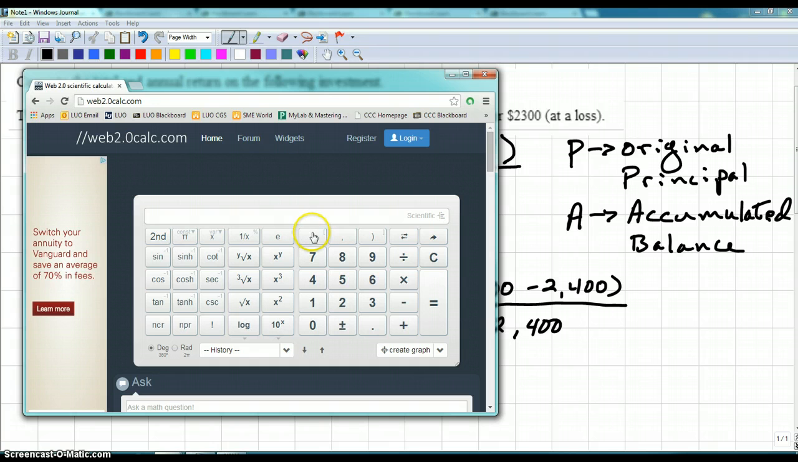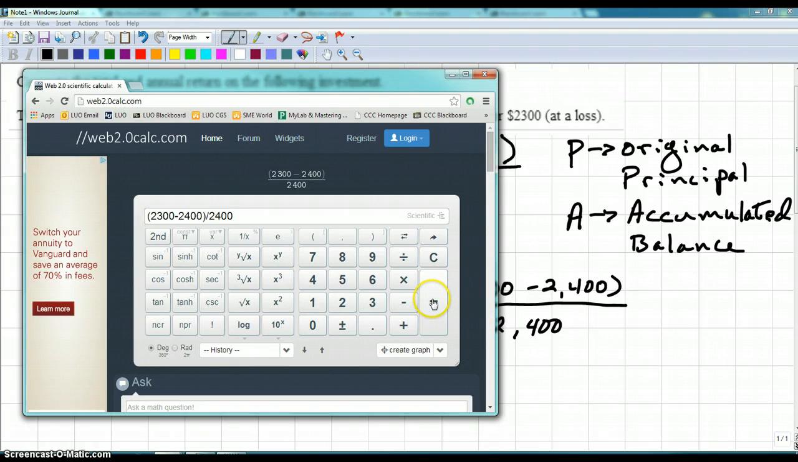I'm going to click open parentheses. I'm going to type in 2300. I can either use the keyboard or I can use the mouse as I'm doing right now. I'm going to subtract from that 2400, close the set of parentheses. Then I'm going to divide that by 2,400. You'll notice that up here, where the mouse is moving and just highlighted, that looks exactly like what I have written in the problem. And that's the beauty of this particular program.